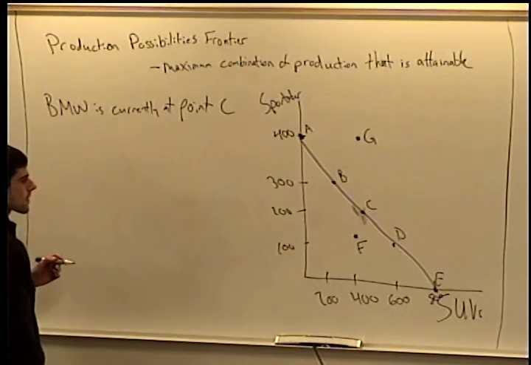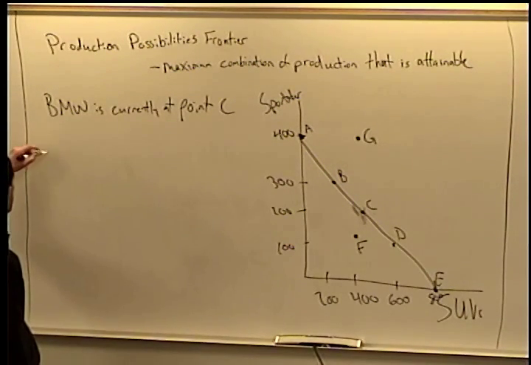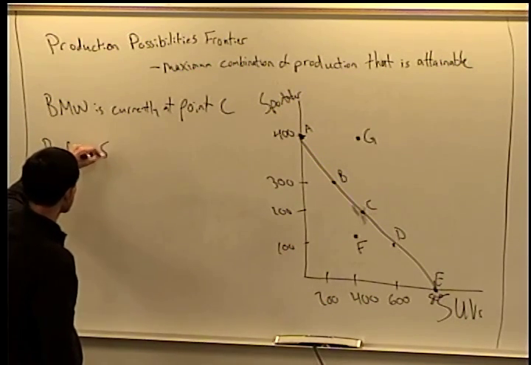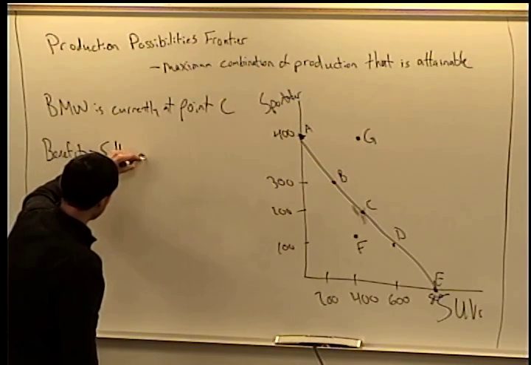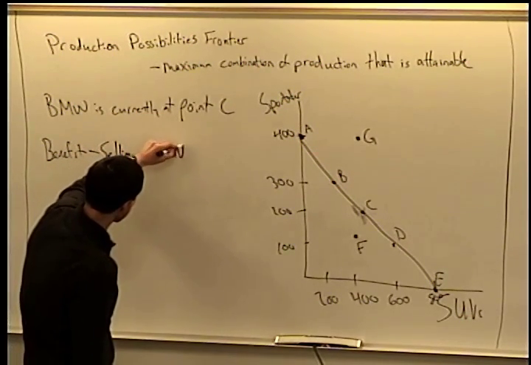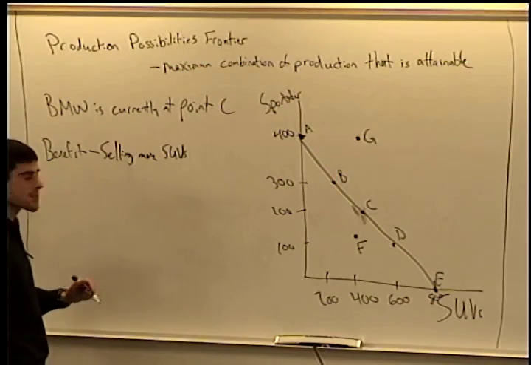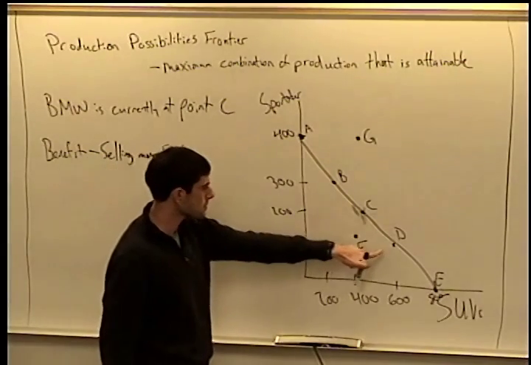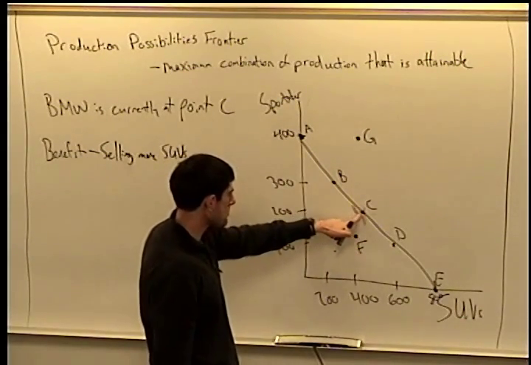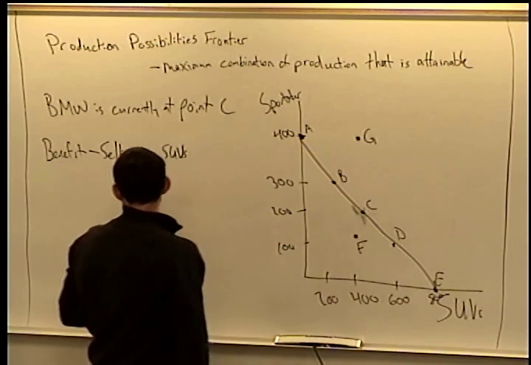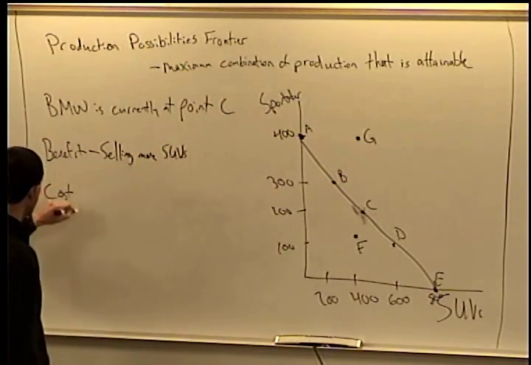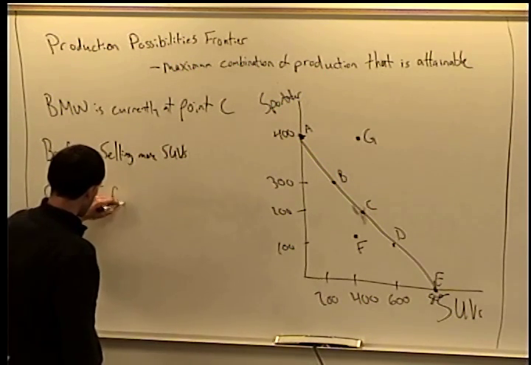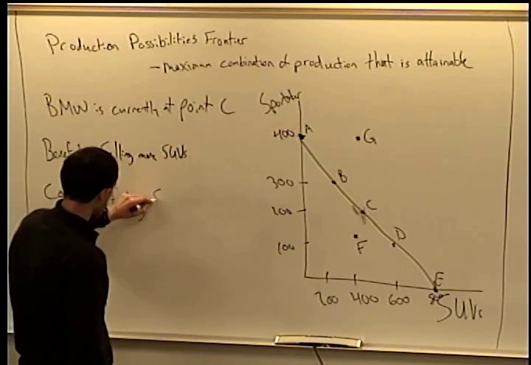Okay, so here we want to know our benefit is selling more SUVs. The cost of selling more SUVs or manufacturing more SUVs means that if we're producing more SUVs, we can't produce as many Sportsters. So the cost is forfeiting Sportsters.